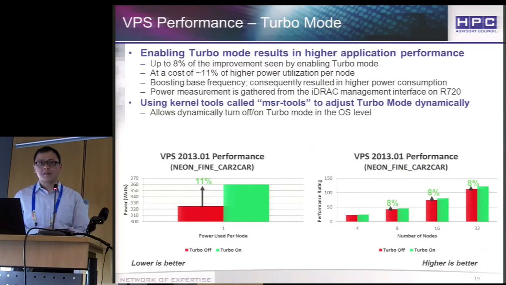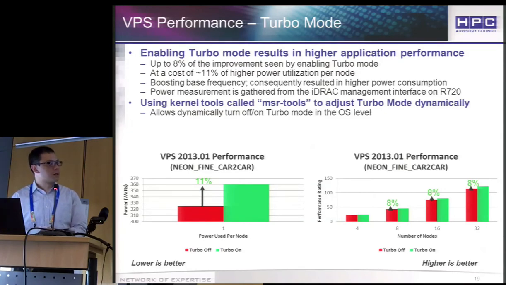So this is the part I talked to you about earlier. There are benefits of using turbo mode, obviously, but we're trying to see at what cost. On the right-hand side, I'm comparing a four-node case with and without turbo mode, which is one of the features the Intel CPU has.